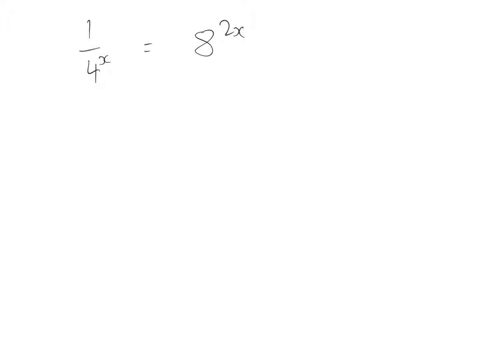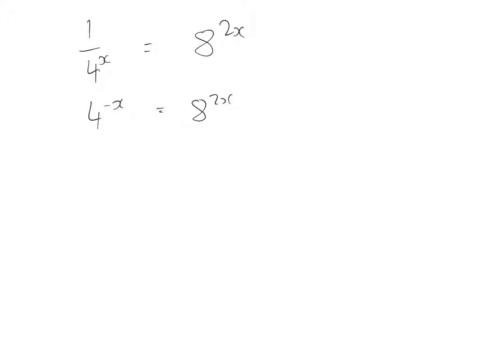You bring 4x to the numerator, so it'd be 4 to the power negative x. Yep, good. First step is to just make that index negative. So it's now on the same level as 8 to the power of 2x. Then what would I do? 4 is not a power of 8. 8 is not a power of 4, so we can't use that.